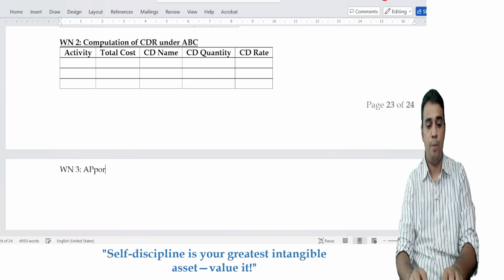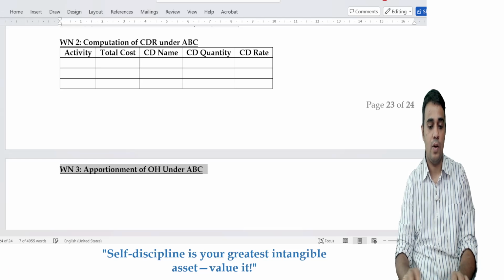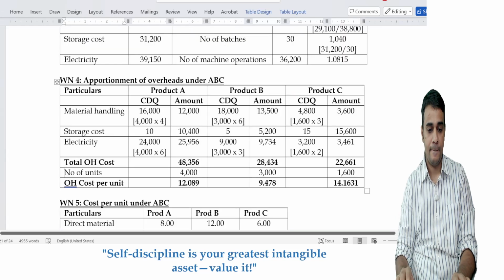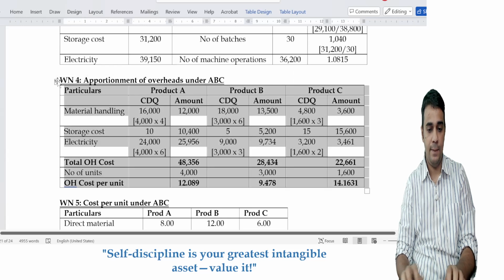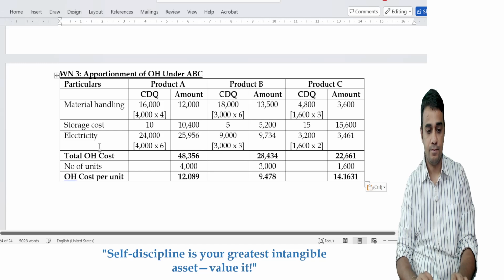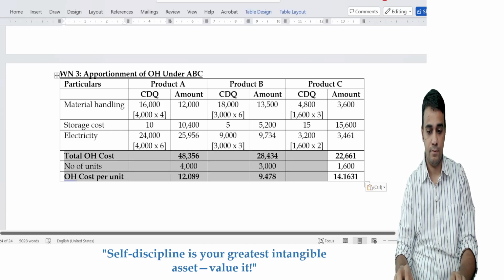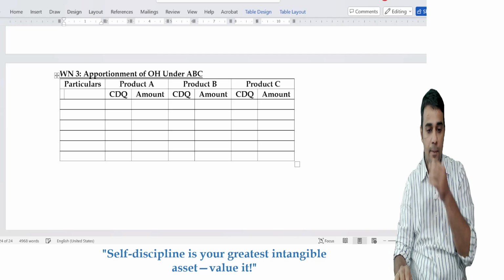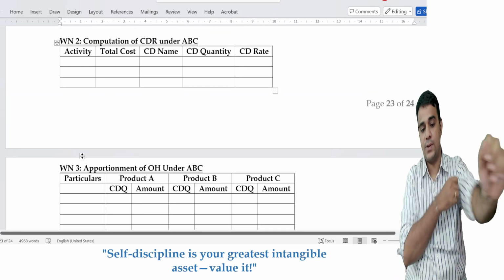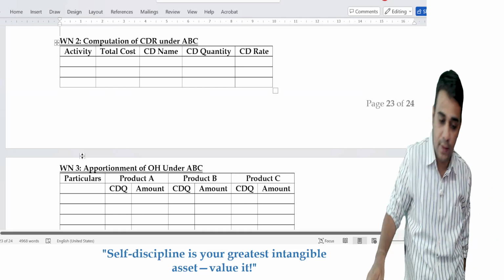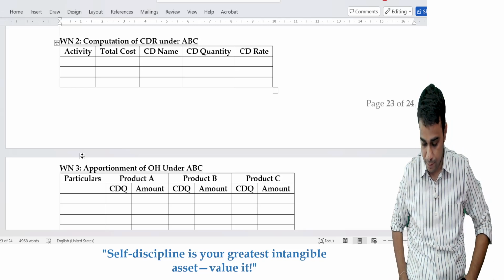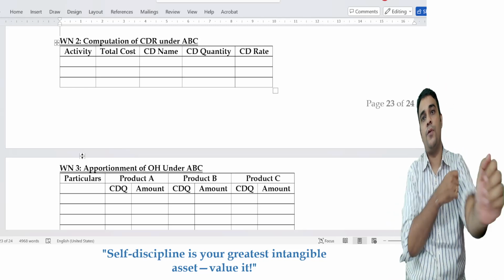Working note 3: apportionment of overheads under ABC. Total 7 columns. Activity, total cost, cost driver name, cost driver quantity, cost driver rate, and apportionment of overheads under ABC.